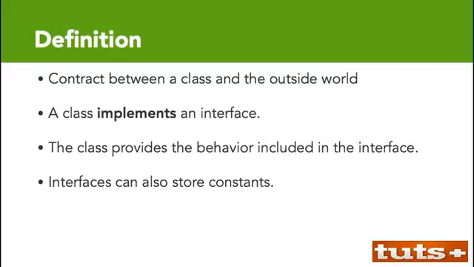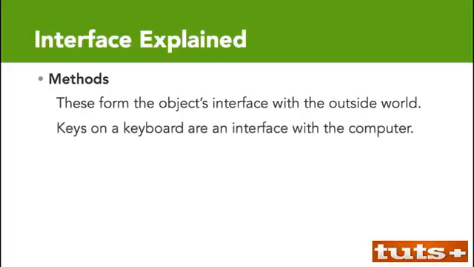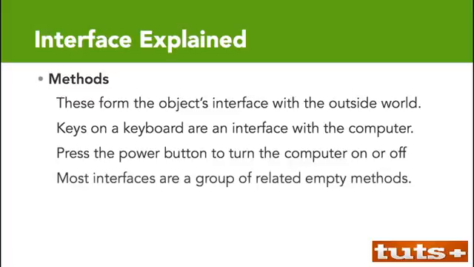As you've already learned, objects define their interaction with the outside world through the public methods used to get and set information. Methods form the object's interface with the outside world. The keys on your keyboard, for example, are the interface between you and the electrical wiring on the other side of its casing, which connects it to the computer. Also, the power button. When you press the power button on your computer, it turns the computer on or off. It's an interface. Most interfaces are a group of related methods with empty bodies.